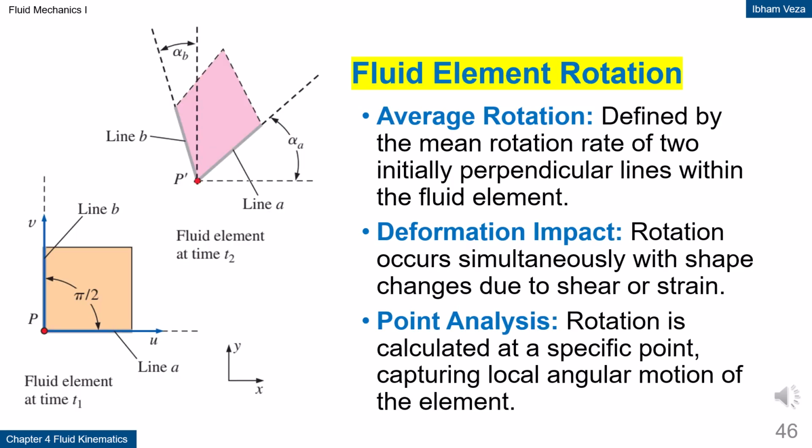Fluid element rotation. The average rotation is defined from the change in orientation of two initially perpendicular lines. This rotation occurs simultaneously with the deformation of the fluid element. Its value is defined locally at a point in the flow. This concept is important to distinguish rigid body rotation from shear deformation. From here, the concept of vorticity is later derived.